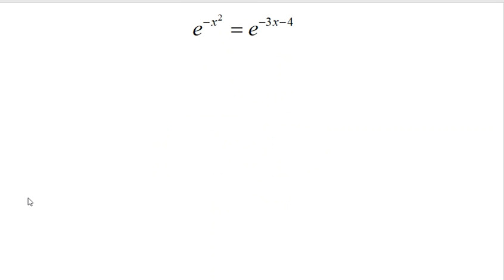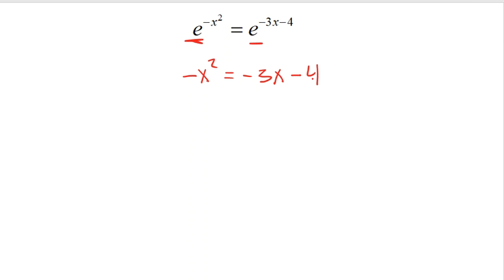All right, let's try a natural log. Oh, but wait a minute. I don't need the logs for this. One-to-one property. Left side is a base e, right side is a base e. So I can use the one-to-one property, right? Both bases are the same. That just means the exponents have to be the same. And now this is no longer exponential at all.